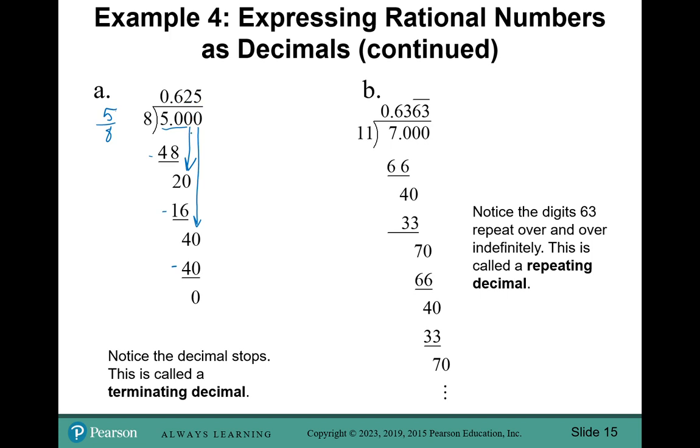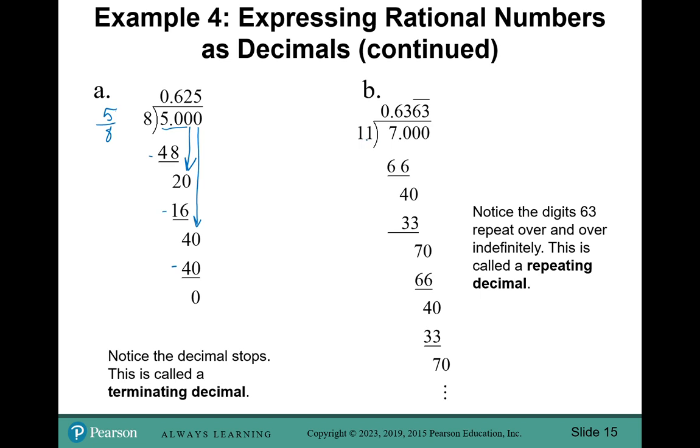Now, that turned out very, very nice here. It turned out to wind up being a terminating decimal. So the decimal ended here because we wound up with a 0 remainder. However, it says right here, notice this decimal stops. This is called a terminating decimal. However, we can have a scenario where this decimal does not terminate.